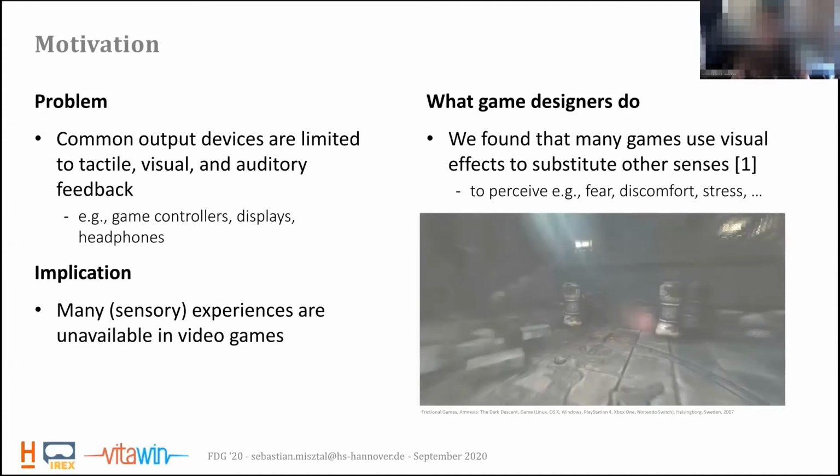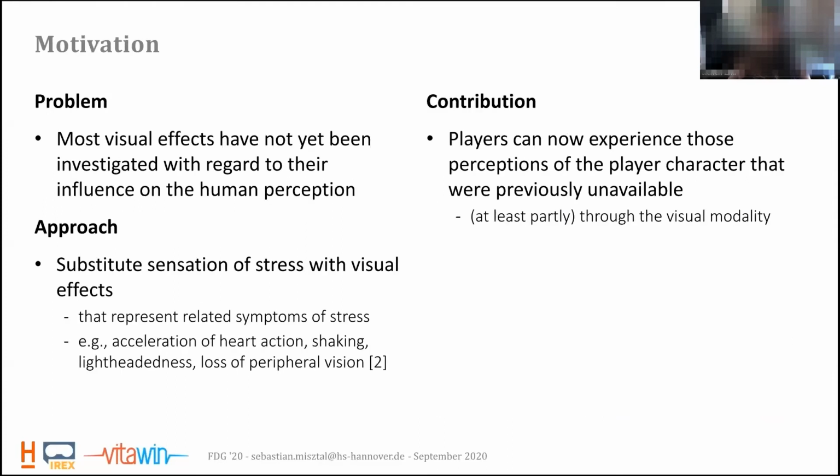In another work, where we investigated character-centered video games, we found out that many game designers use visual effects to substitute these unavailable experiences and senses to perceive, for example, fear, discomfort, or stress. You can see an example in the picture which shows a scene of the game Amnesia: The Dark Descent, where the game designers used a blur effect and a color grading effect to at least partly substitute the feeling of fear, discomfort, or stress.